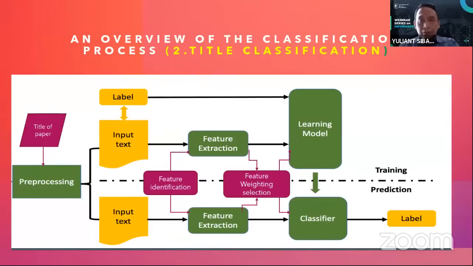There are several feature or term weighting methods. For example TF-IDF and all its variants, TF-IGM, TF-RF, and etc. Besides TF-IDF, there are other weighting methods too, like the chi-square method, information gain, W-min, and etc. After this process, we continue with the learning model.